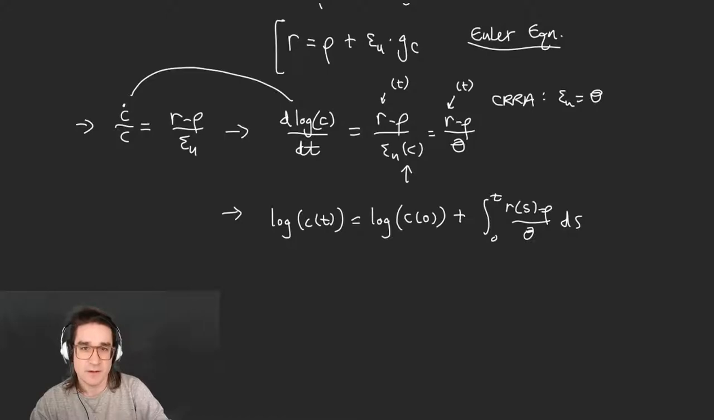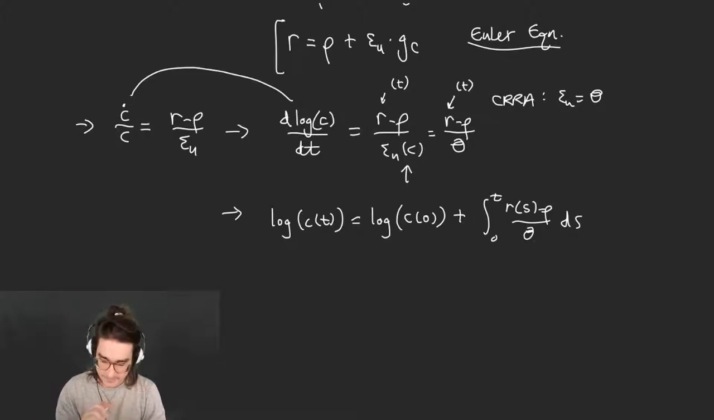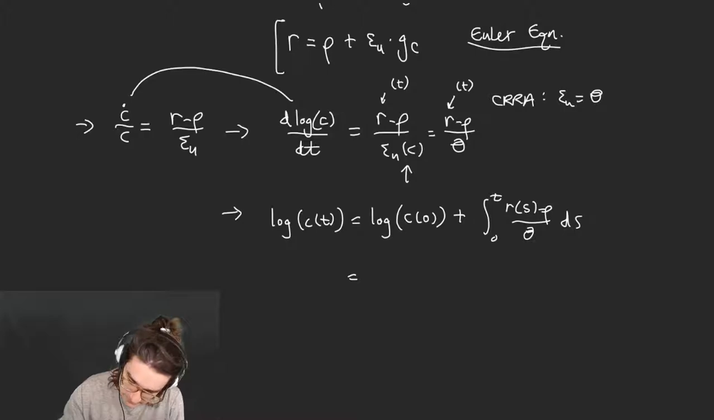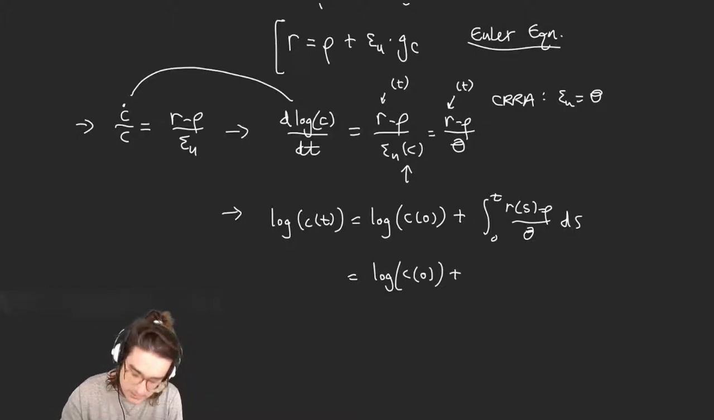We just have this log of something, and we integrate it. Now, this is very simple when r is constant, because this just turns into r minus rho over theta times t. Because r is not necessarily constant, it's actually an integral, we have to do that. But we can also use our r bar technology, notation, if you will. Technology makes it sound very grandiose, which I'm going to stick with.